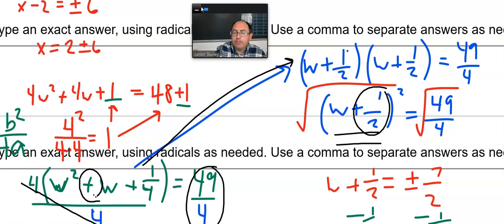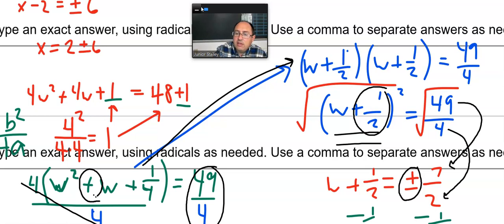Okay, now, because it's a perfect square, we can take the square root. Now, I promise you, some of the other problems we're going to do don't involve fractions, so it will be easier on those kind of questions. But here, if you could do it with the fractions, man, you're golden. So took the square root on both sides. We got w plus 1/2 equals, plus and minus. Don't forget that. And then the square root of 49 is 7, right? And the square root of 4 is 2.